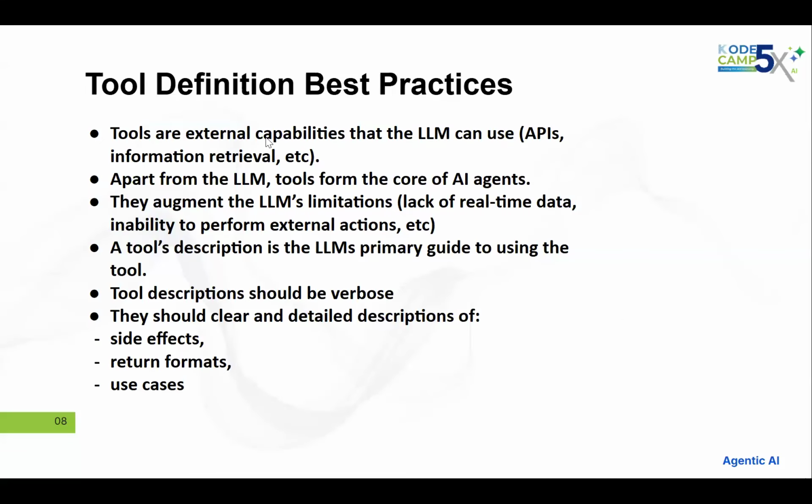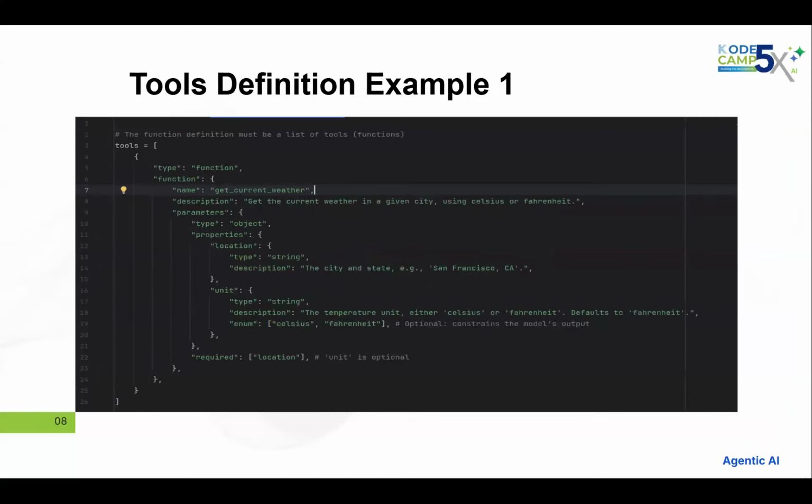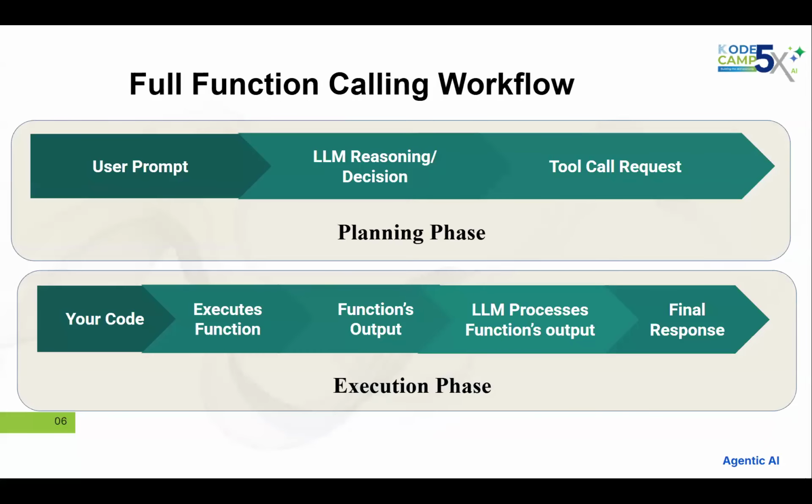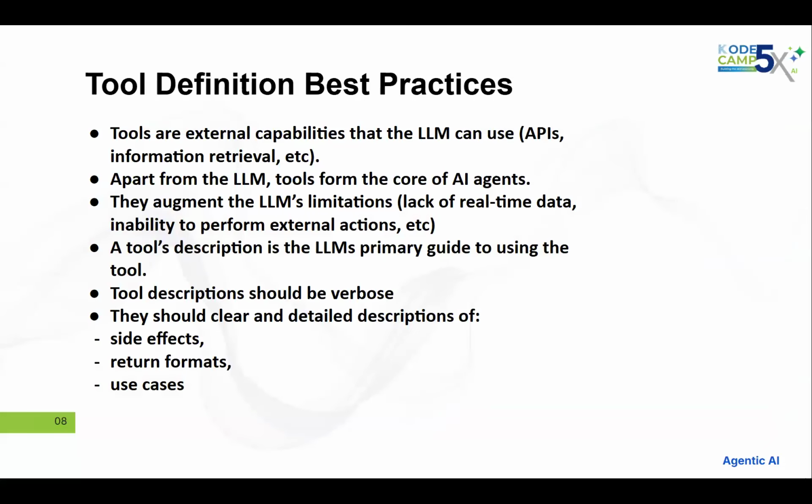Now, we'll look at the best practices for defining tools. If you recall, when we talked about defining or declaring tools earlier, we said that there are three key things to provide, namely the name of the tool, its description, and the schema of its parameters. So now we want to look at the best practices for defining these tools.